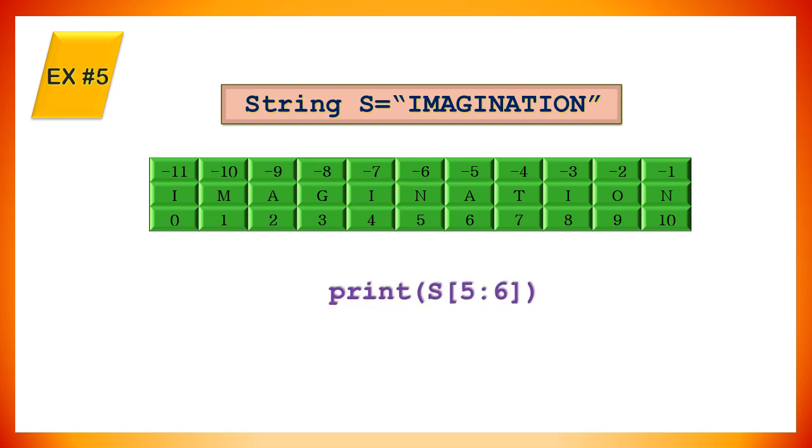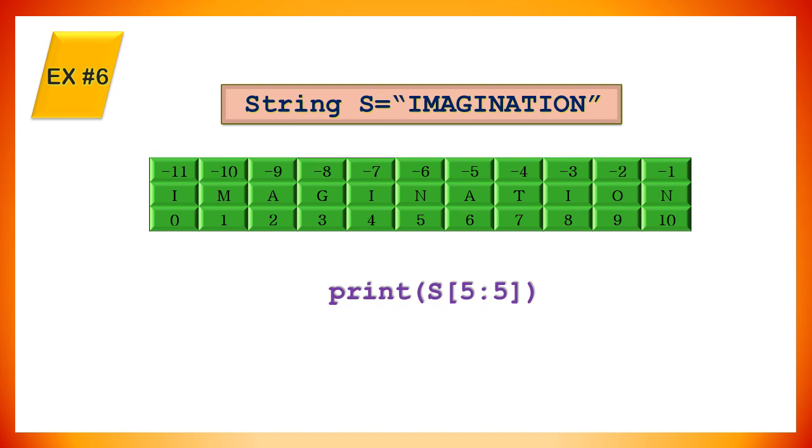Example number 5. S index 5 colon 6. Starting index is 5. Ending index is 6. So 6 minus 1 is 5. So 5 to 5. Only one index gets generated. The character present at 5th index, which is N, will be displayed as the output.